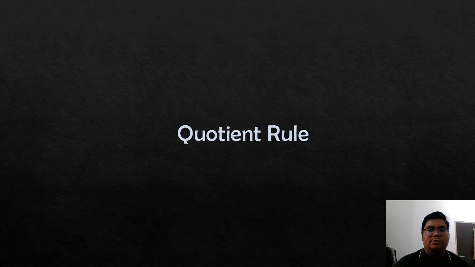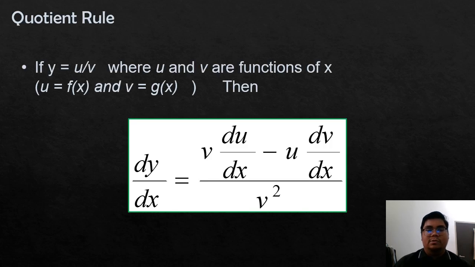Now moving forward, we have the quotient rule. When you see the quotient rule, you remember it is as in fraction. So this is where y equals u over v, and both u and v are functions of x, for example f(x) over g(x). So we apply this formula here: dy/dx equals v times du/dx, and there's a minus sign, not a plus sign, u dv/dx, all over v squared.